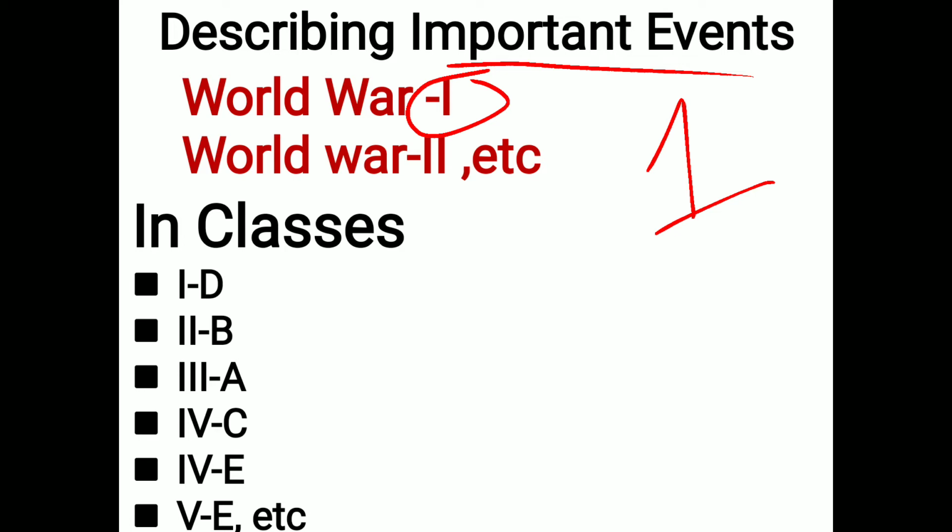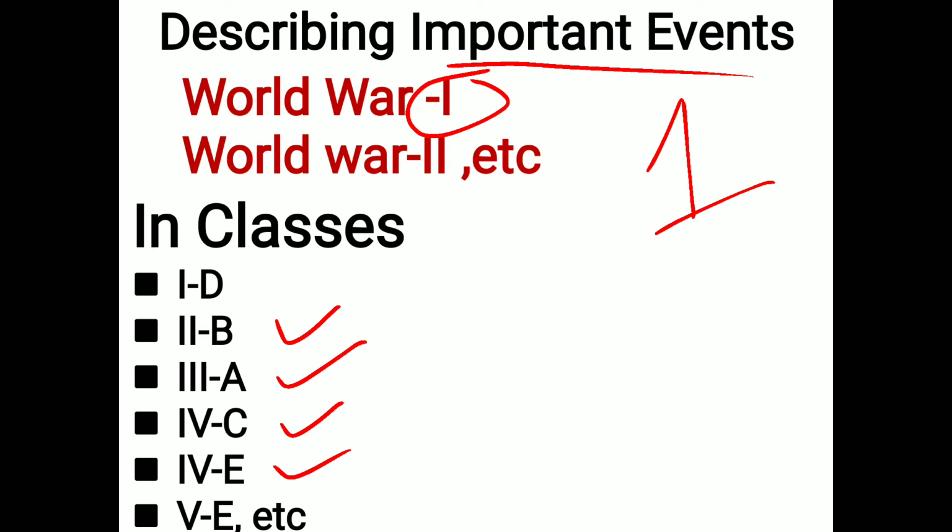Even the class plates which are hanging outside your class have numbers written in Roman numerals, like ID. ID means first D. 2IB means second B. 3A is third A. Fourth C is written in a Roman numeral. Fourth E also means class plates are all written in Roman numerals only.